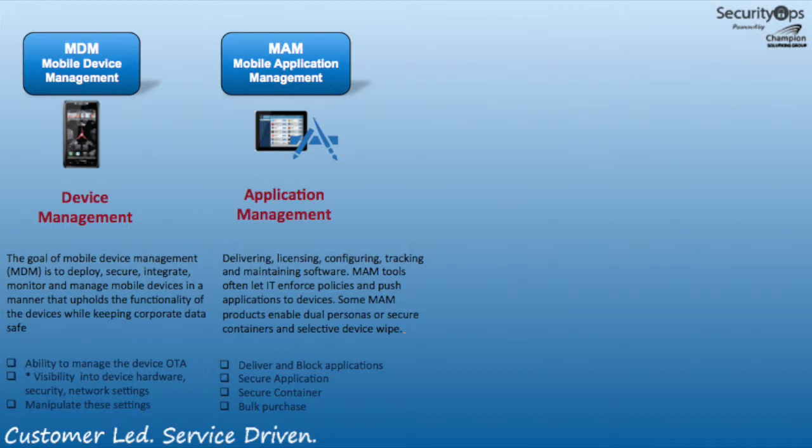Any tool that you choose should have some of the common features, such as being able to deliver and block certain applications, secure the application itself, secure the container, which means offering a dual personality, separating business applications and data from personal applications and data, and also being able to do bulk purchases. So if an organization wishes to deliver applications to their employees, they should be able to bulk purchase for a reduced price from a vendor and be able to manage these applications across all mobile enterprise devices.